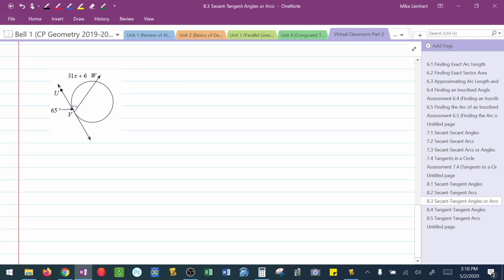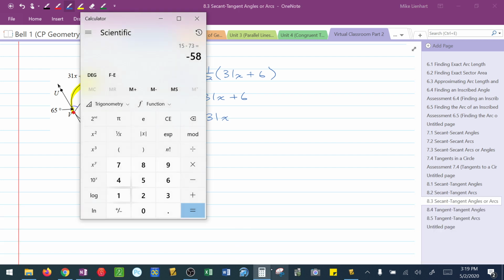And finally, one last example, I got vertex on for a secant tangent scenario. I know the angle is equal to half the arc. So the arc will be 31x plus 6. Just to highlight it there, remember that would be the arc that we have. Okay, I want to double 65, so 170 is equal to 31x plus 6. I'm going to subtract 6, so 164 is equal to 31x. And let's see here, 164 divided by 31.